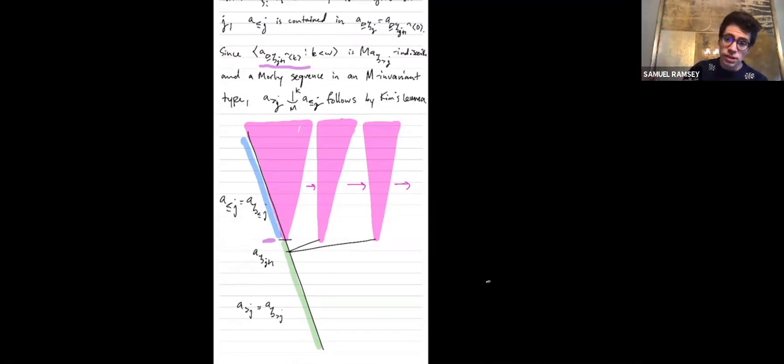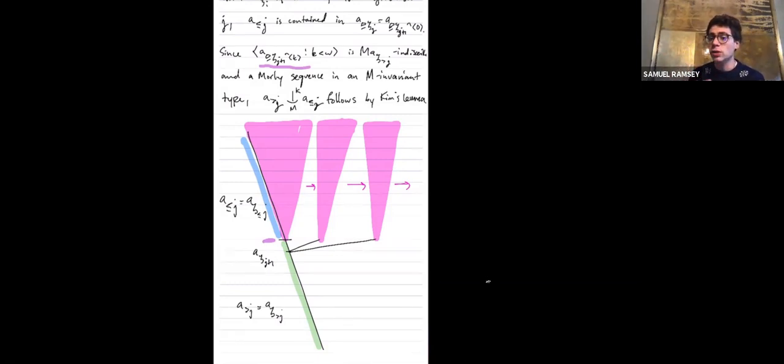Because if there was some formula in the type of a greater than j, with parameters coming from a less than or equal to j, which Kim divided, then that would have to be inconsistent along any Morley sequence in the type. That's what Kim's lemma says. But that is incompatible with that sequence being indiscernible over a greater than j. So this is one of the uses of Kim's lemma.